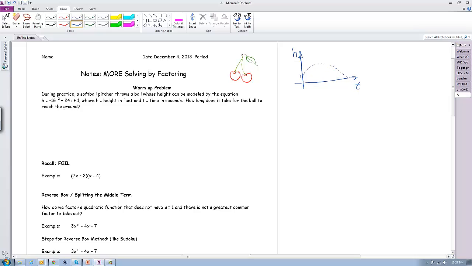What we are looking for is how long it takes for the ball to touch the ground. So we are looking for h equals 0, the x-intercept, or in this case the t-intercept. So we set the equation minus 16t squared plus 24t plus 1 equals 0, and then we solve it. We can solve it in several different ways. We know two techniques: completing the square and factoring, but today we used something different.